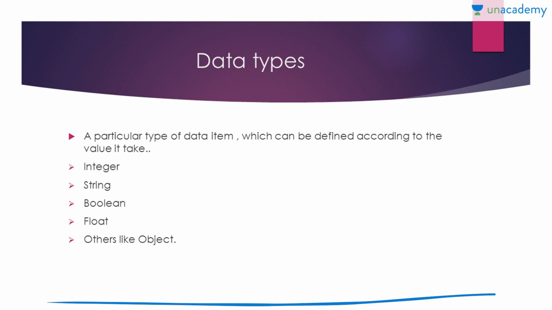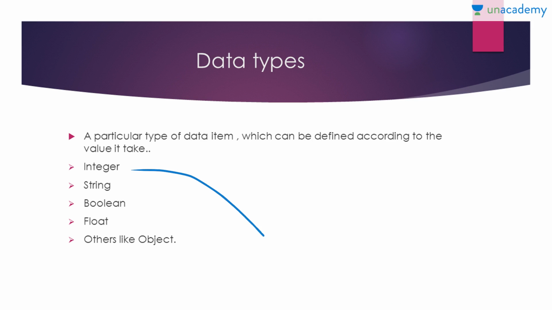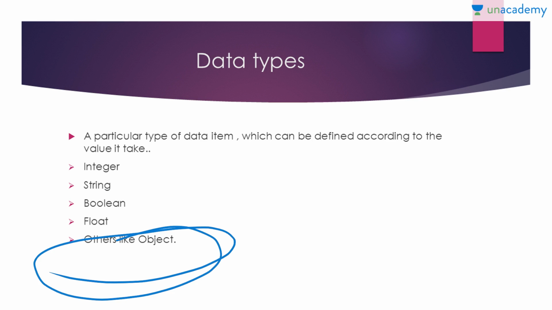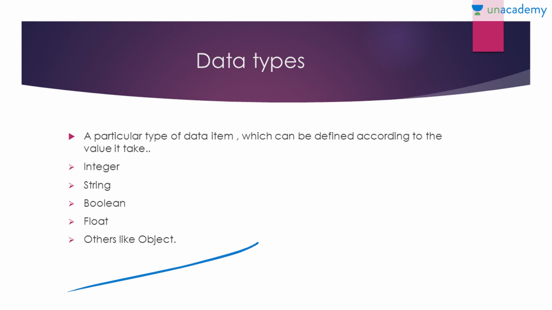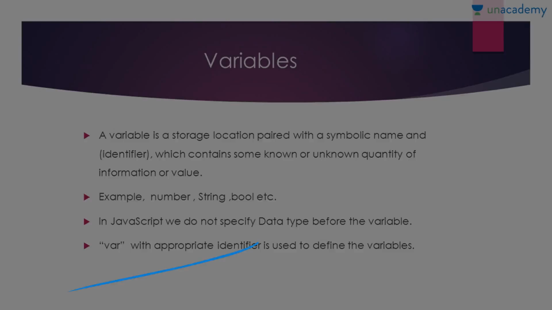So for integer we use integer, for string we use string, which are the text. For boolean, for the conditions like true or false, 0 or 1, we will use boolean. In the same way, for decimals we use float. And also there are other data types like the object that we will see in our upcoming lectures. Now these are the basic concept of data type. You can understand data type more efficiently when we see an example. But first let us understand about the variables.